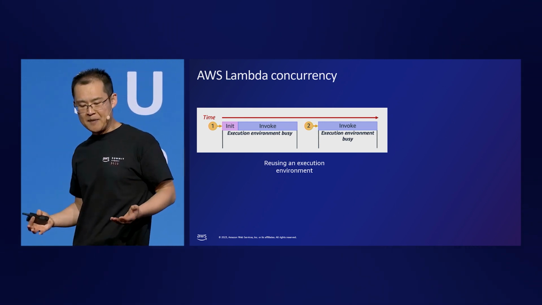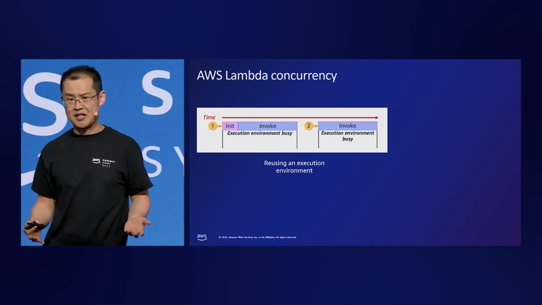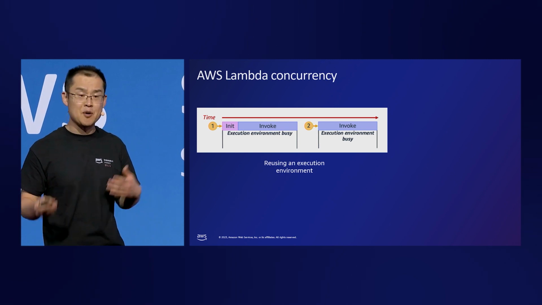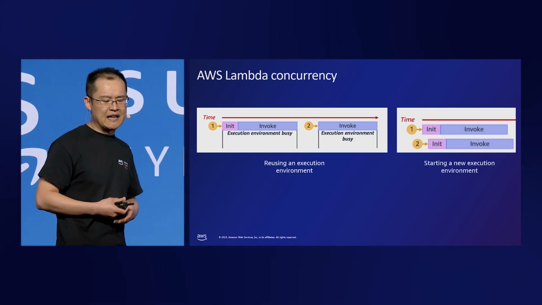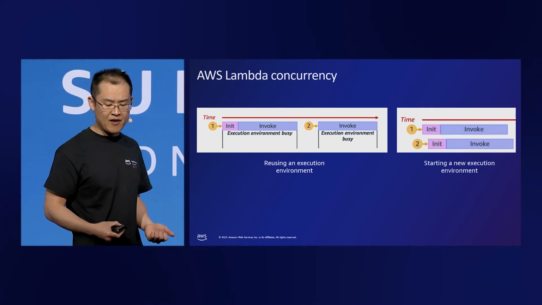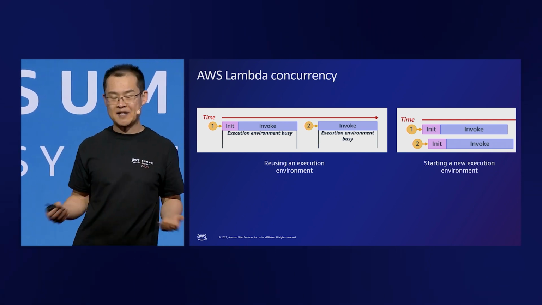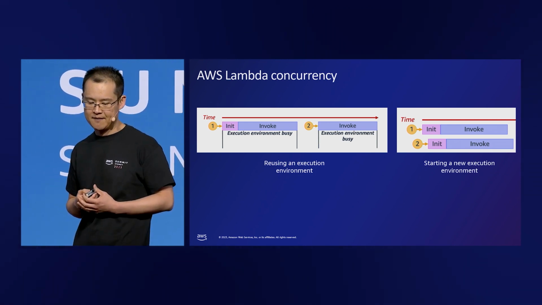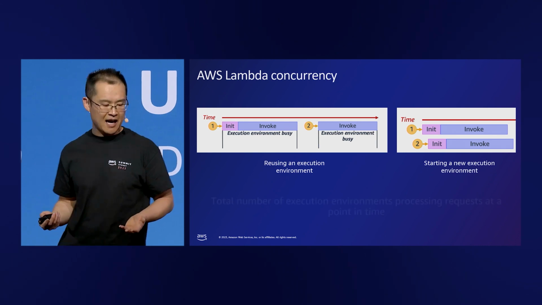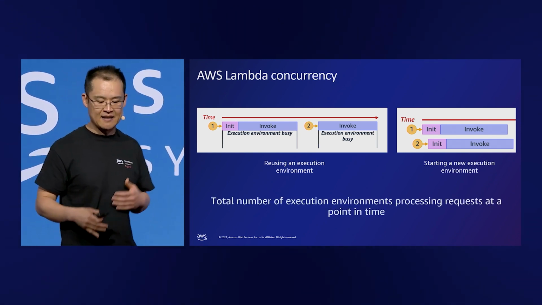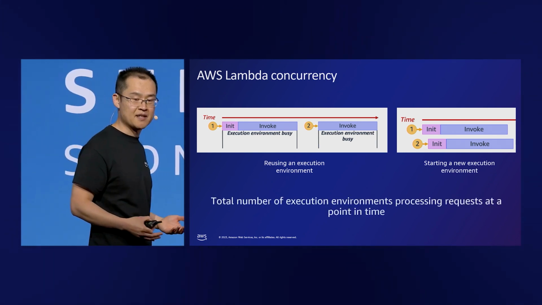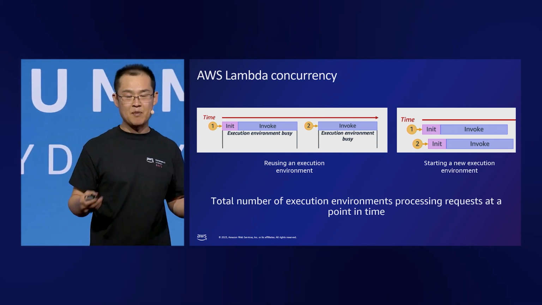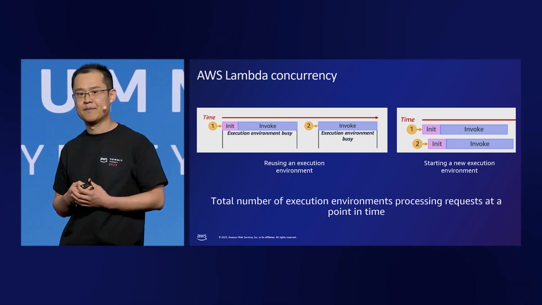When a new request comes in, if there's an existing execution environment available, it will be reused. And if there's no available execution environment, Lambda will start a new execution environment for that request. And the Lambda concurrency is defined as the total number of execution environments processing requests at a given point in time.